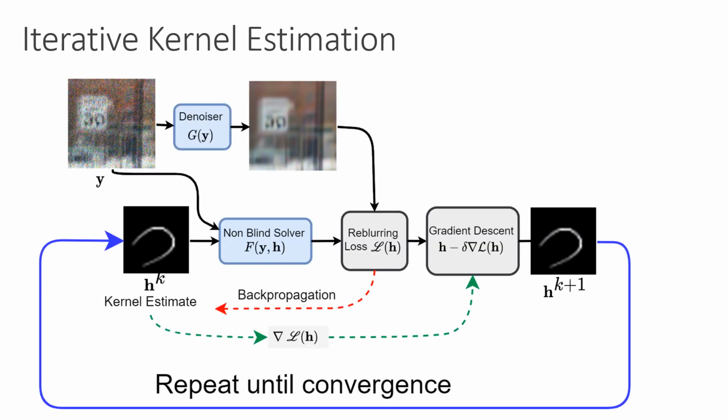Here is the iterative scheme we use. We have a non-blind pre-trained solver, which has input the blur kernel and the noisy blurred image. Using a kernel estimate at a fixed iteration and the noisy blurred image, we calculate the reblurring loss. Once we have the reblurring loss, we can calculate its gradient with respect to the kernel and perform gradient descent on the kernel. We repeat this process until convergence, until we have a kernel estimate. Plugging this kernel estimate into the non-blind solver also gives us the clean image.